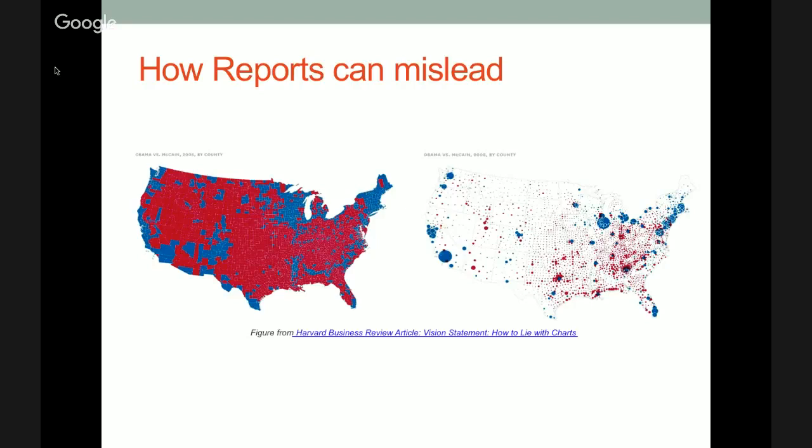We all know that there was a huge landslide win for the Democrats, and 80% of the graph is in red on the left, but we know that John McCain really received only 40% of the votes. So the right way to do it is the bubble chart, and it gives you an accurate description of non-spatial data. So as we can see, reports, although both are showing the same data, need to be organized in a way that they are not misleading.